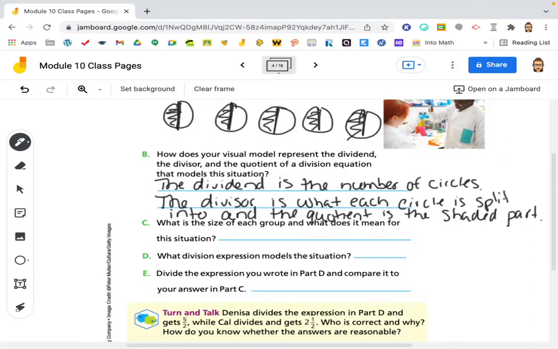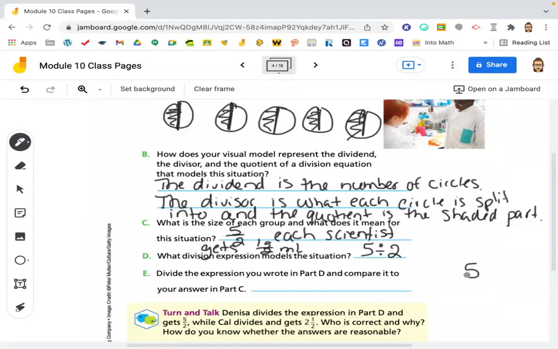So like each group, or what each person gets, is 1, 2, 3, 4, 5 over 2. So it'd be 5/2, and that is each scientist gets 5/2 milliliters. So what division expression models the situation? It'd be 5 divided by 2. So let's divide the expression you wrote in part D and compare it to your answer in part C.